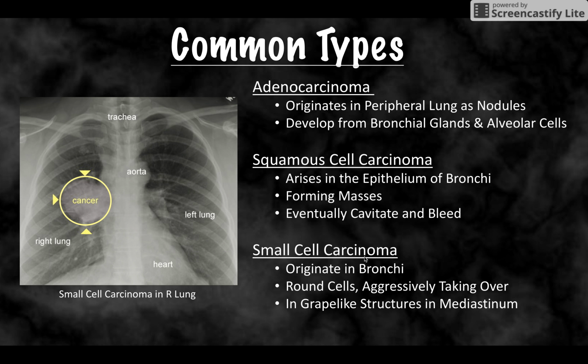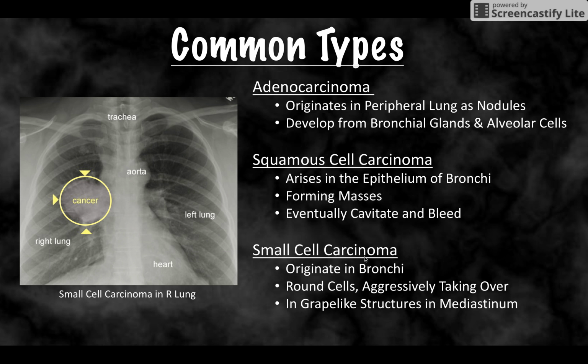Next is the squamous cell carcinoma, which, like its name says, starts in the squamous cells, which are flat cells that line the inside of the airways of the lungs, causing masses that will eventually cavitate and bleed out if not taken care of soon enough.